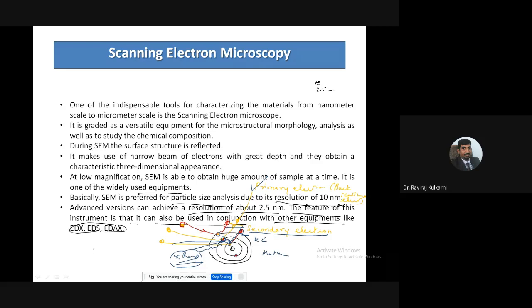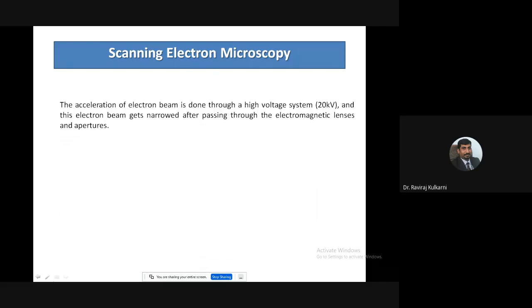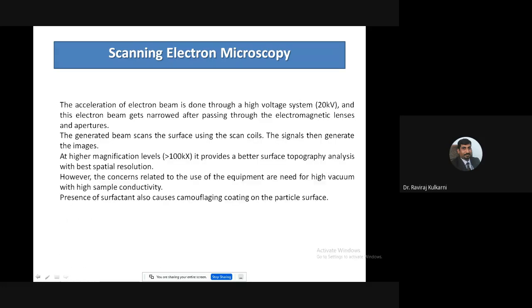For example, if the metal is copper, it gives K alpha radiation, with a characteristic wavelength of 0.154 nanometer. So if you are seeing 0.154 nanometer, it is copper, and this is called EDAX. Acceleration of the electron beam in the SEM is done through a high voltage system. Usually we use 20 kV, just below the sample, so that the electron is attracted towards the positive terminal. I'll go through this and come back again.